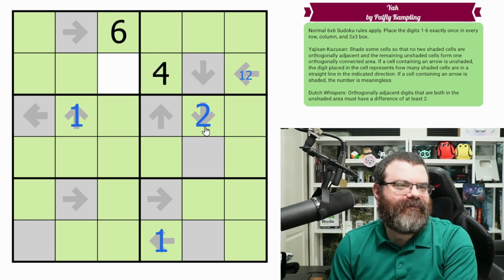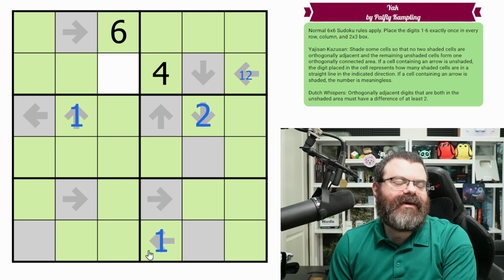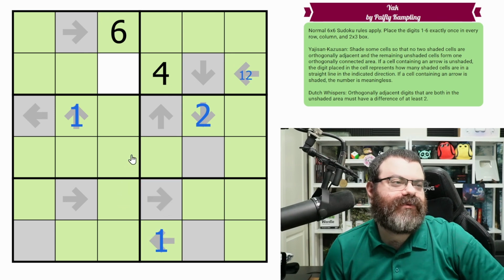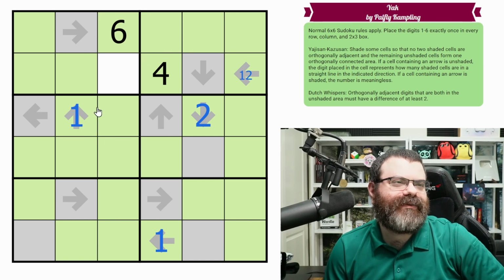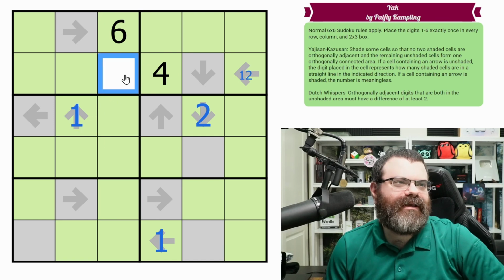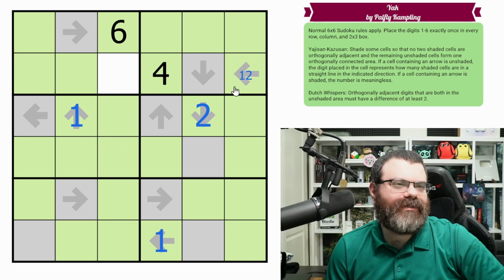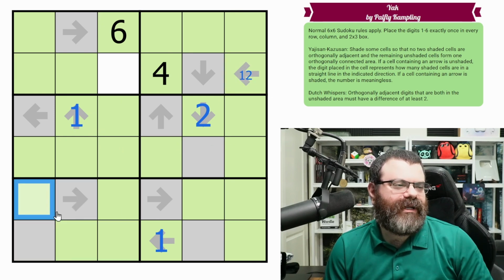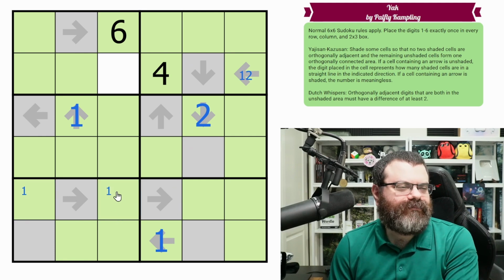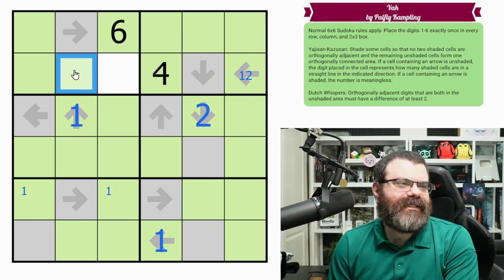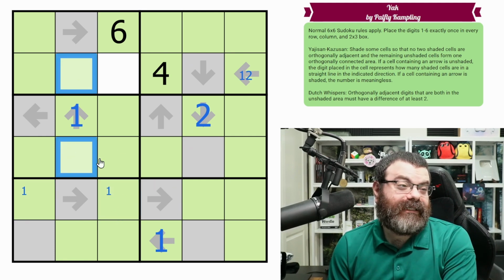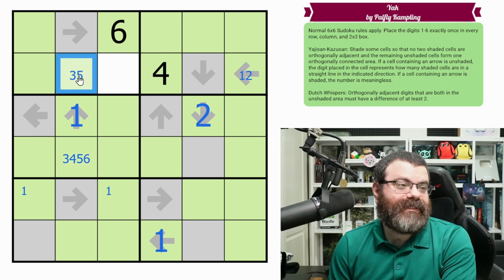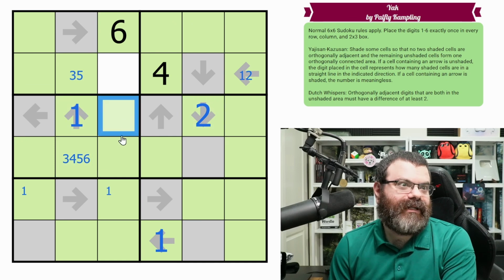Any other green arrows I haven't filled? No, that's it. Okay, so we have the Dutch whisper rule on our greens that we need to do. But I don't think we can color this one yet until we know whether this is 1 or 2. So 1 is in one of these two. Let's see. These two can't be 2. They have to be 3 or higher. That's not 4 or 6. And this is not 1 or 2.